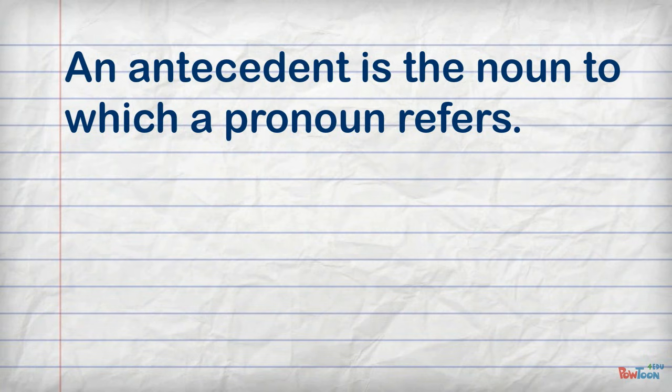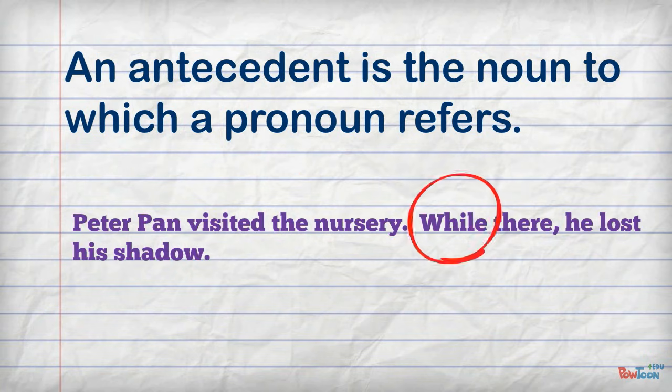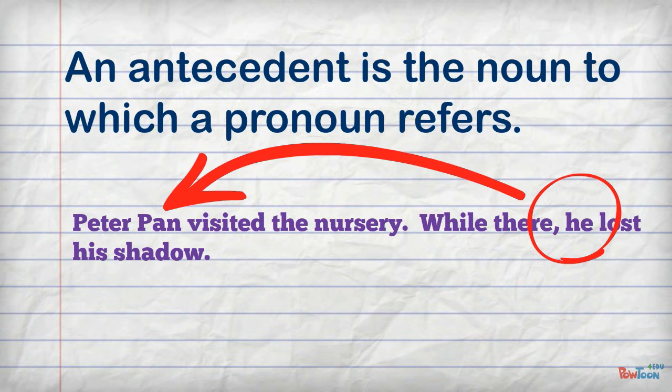An antecedent is the noun to which a pronoun refers. Remember, the antecedent isn't always found in the same sentence. In the example below, Peter Pan is the antecedent and he is the pronoun.